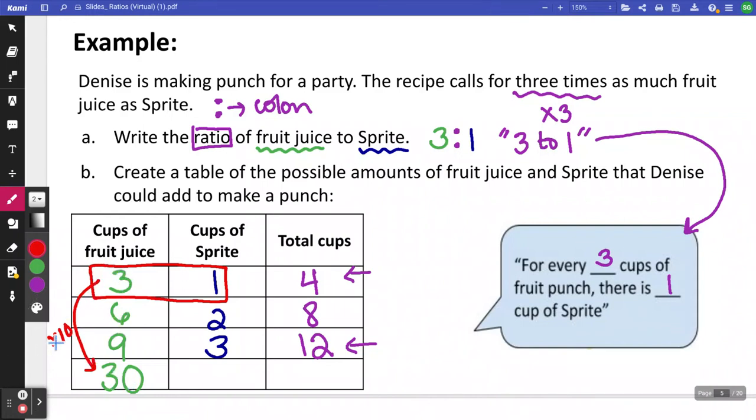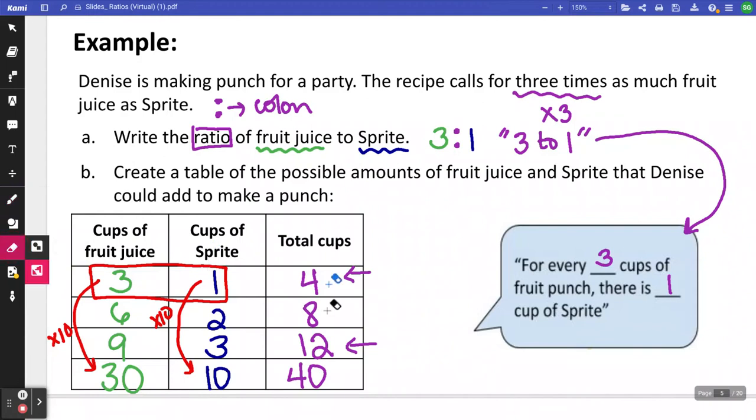That would mean multiplying the fruit juice by 10 and doing the same thing for the Sprite. So if we're multiplying the fruit juice by 10, we need to multiply our Sprite by 10, and that would give us 1 times 10, give us 10 cups of Sprite for a total of 30 plus 10. That would be 40 total cups of punch for this party. Looking at this last row here, the same thing is true. There is still 3 times as much fruit juice as there is Sprite. There's just a whole lot more punch.